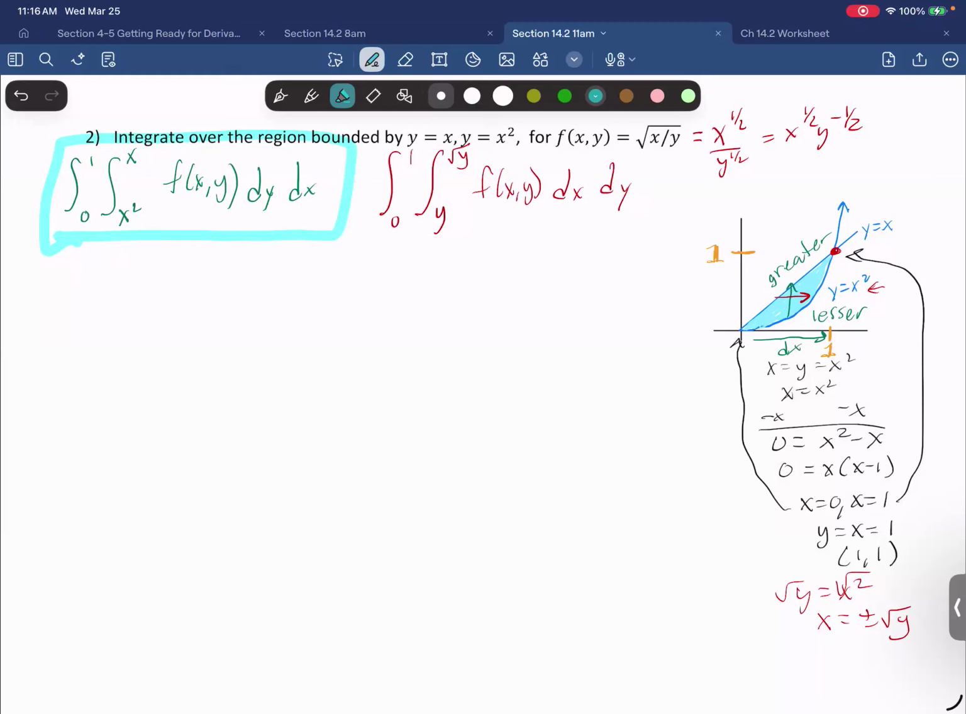We're going to lock in that one. We're going to do this one. So let's replace that f of x, y with what it is. That is x to the 1/2, y to the negative 1/2. And we're doing dy and dx.